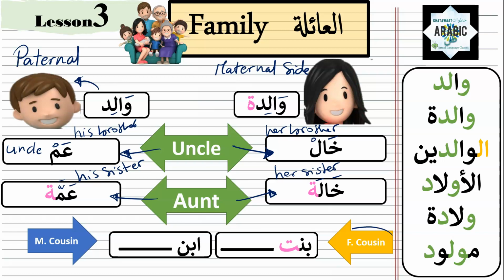Again, the same differentiation is also used to indicate cousins, but we do it in two ways. The first way is we indicate the gender by saying bint. Then we indicate the side of the family. Let's say the daughter of my aunt. Here we go. Bint khalati.